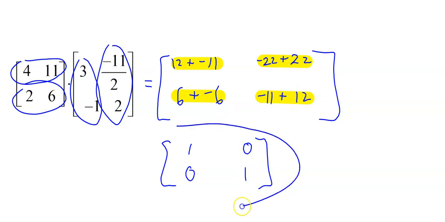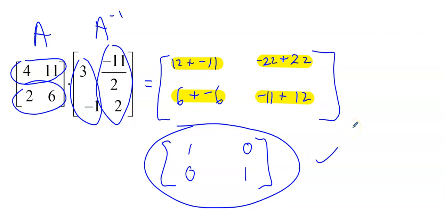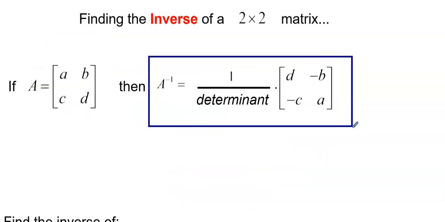Guess what? This is the identity matrix, which means if this is matrix A, this is the inverse of A, or vice versa. They're inverses of each other. We've just proven that they are because the product is the identity matrix. Now we can actually find it.